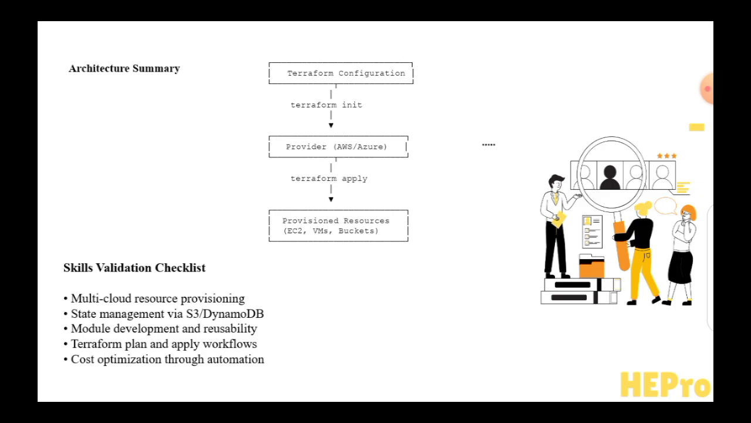So that is everything that can be explained from the beginner level projects, Infrastructure as Code, IaC, with Terraform.